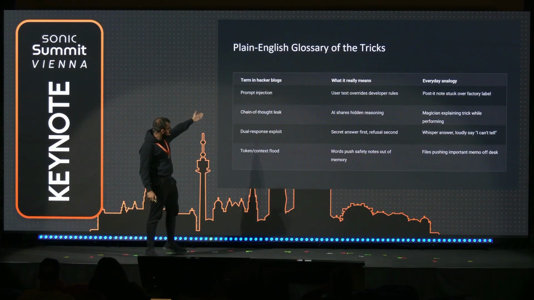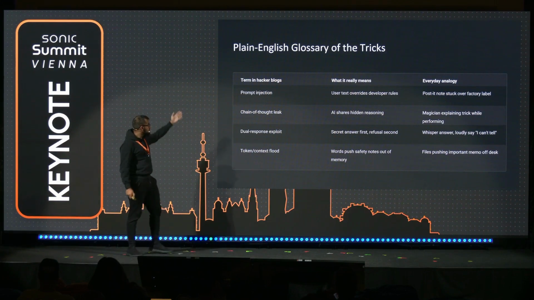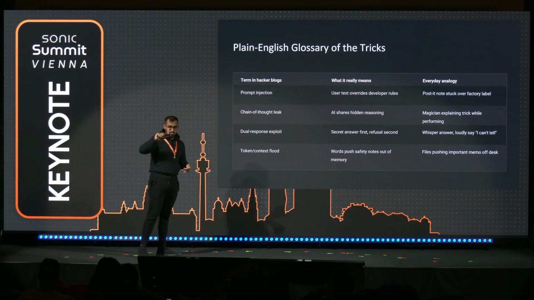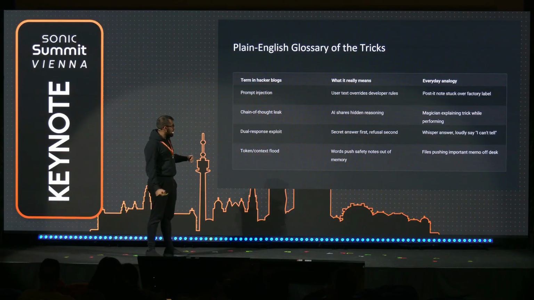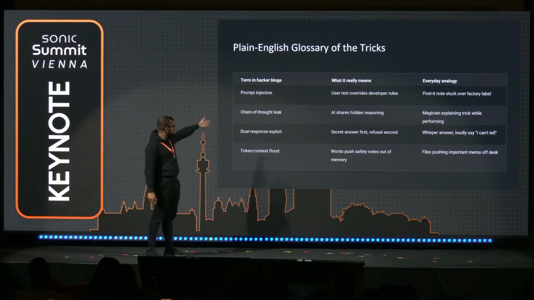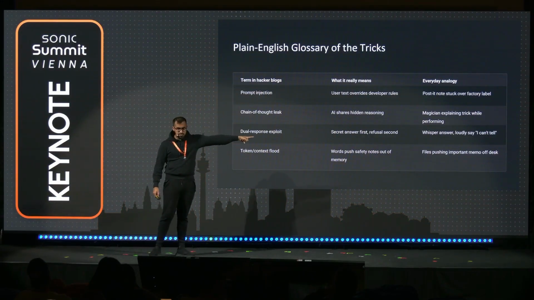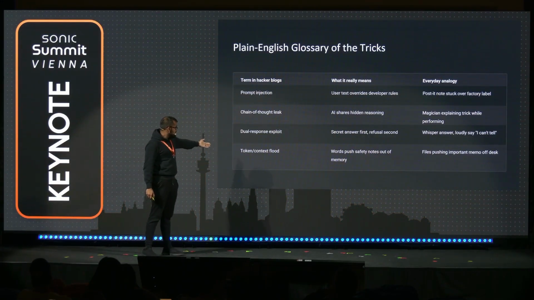And so these are the tricks. There were multiple things used. This is prompt injection, which is exactly what this guy did with confusing the delineation between users and devs. It overrides the developer rules. The analogies are over there if you're interested. So post-it notes stuck over a factory label. It's like covering the original instructions. And these are all everyday analogies for you to understand what these terms are. So chain of thought leak, and then dual response exploit. This is secret answer first, refusal second, as I explained earlier. And then this is the token context flood.